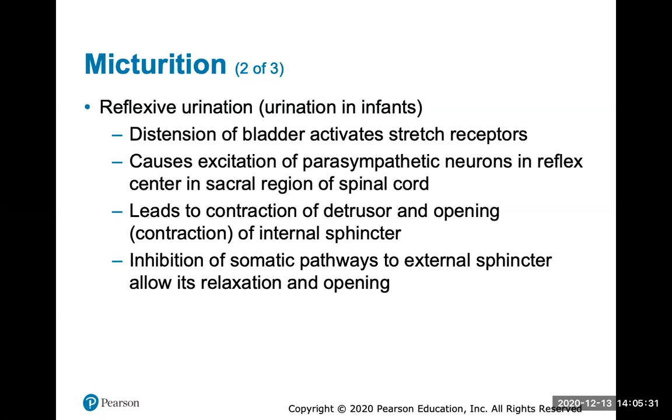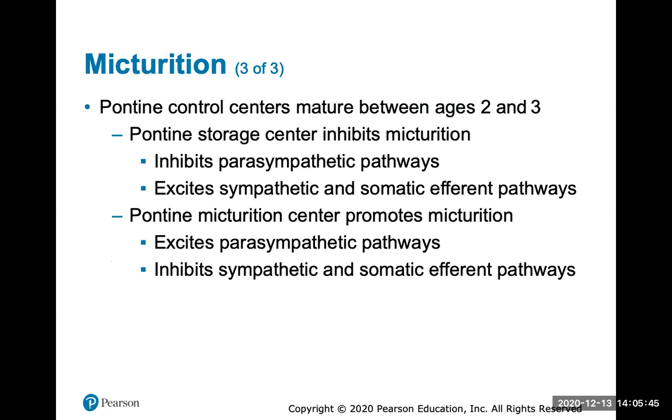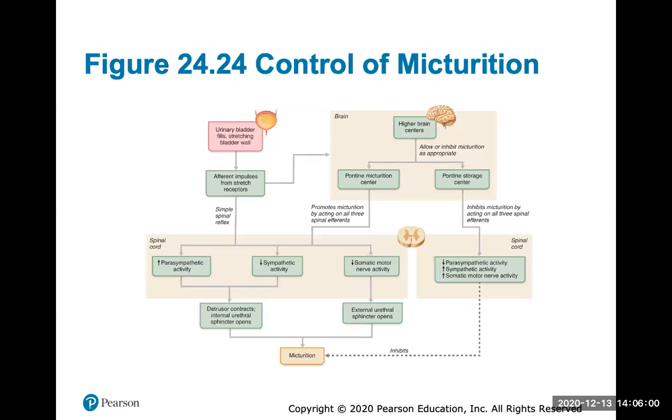Reflexive urination in infants, distension of the bladder activates stretch receptors, it leads to contraction of the detrusor and opening of the internal sphincter, and inhibition of the somatic pathways will allow its relaxing and opening. So a little bit different in infants. Control centers mature between ages 2 and 3. So that's the normal age, probably when a kid gets potty trained. So it's okay to wait a while because their little nervous system might not be totally ready yet. So here's control of micturition.